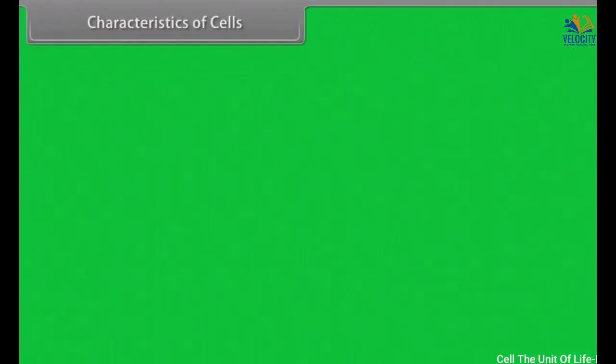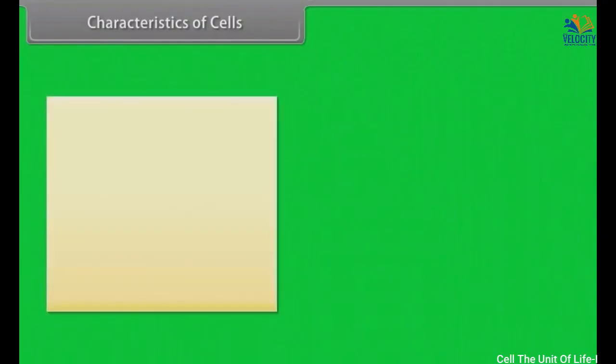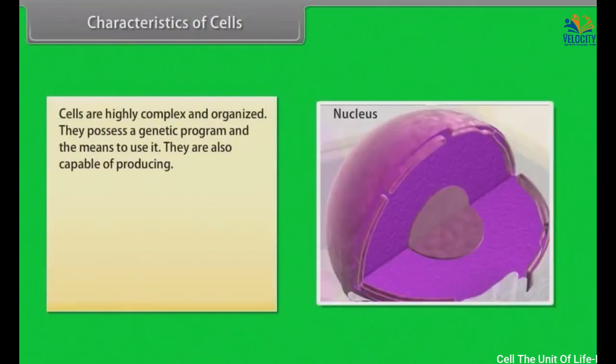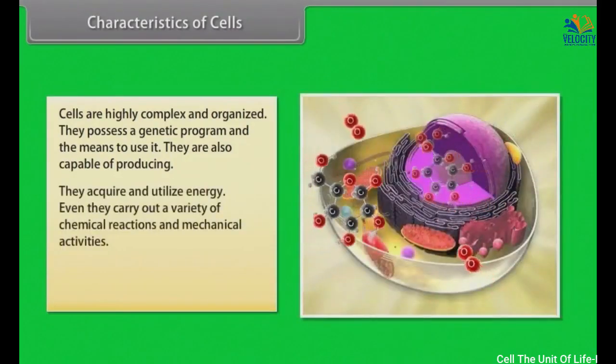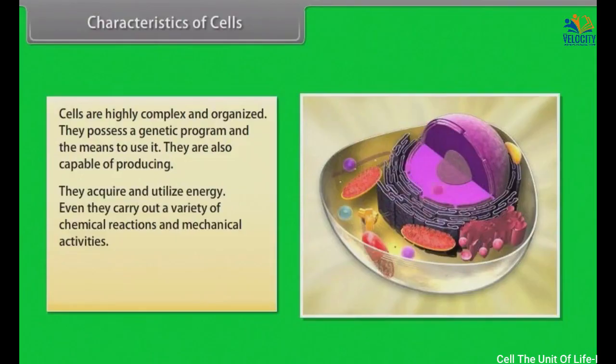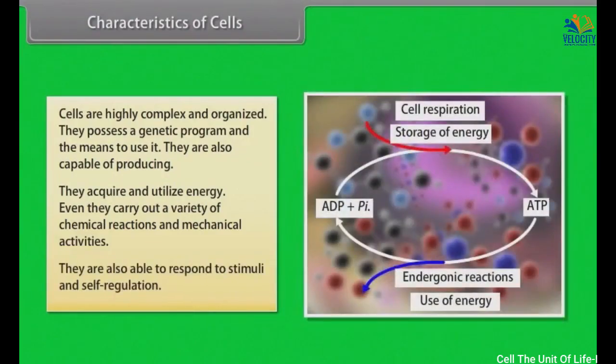Characteristics of cells. Cells are highly complex and organized. They possess a genetic program and the means to use it. They are also capable of reproducing. They acquire and utilize energy. They also carry out a variety of chemical reactions and mechanical activities. They are also able to respond to stimuli and self-regulate.